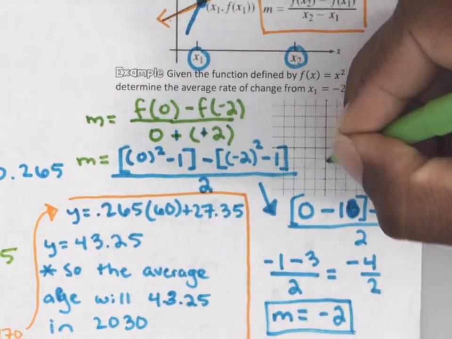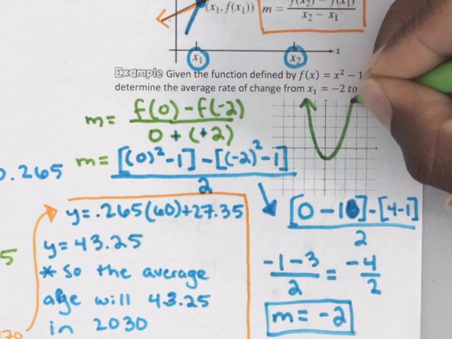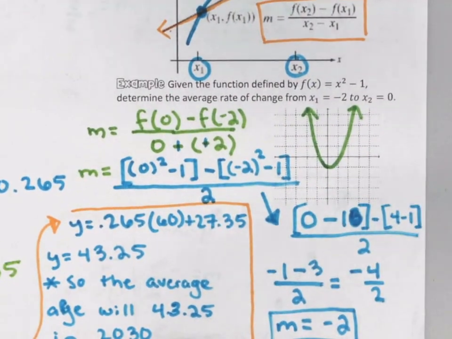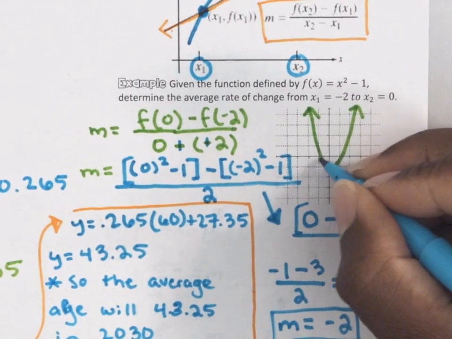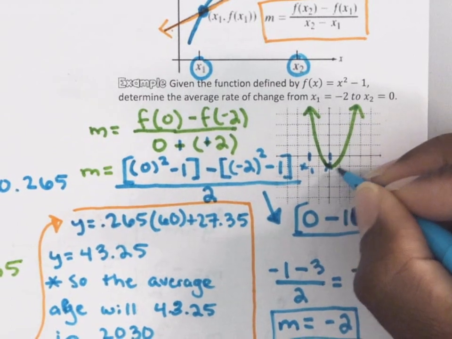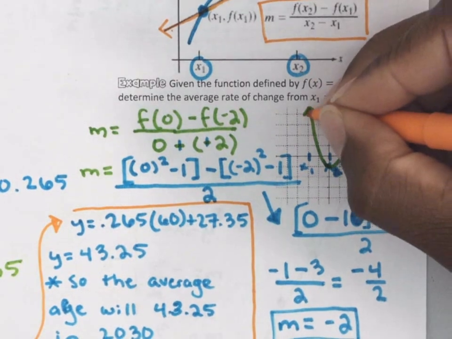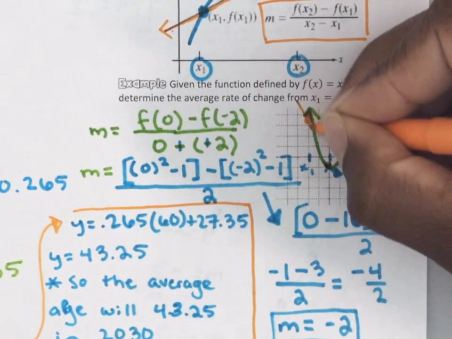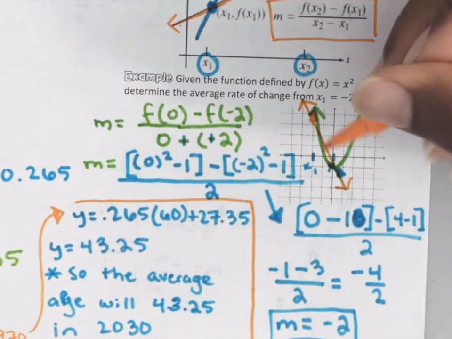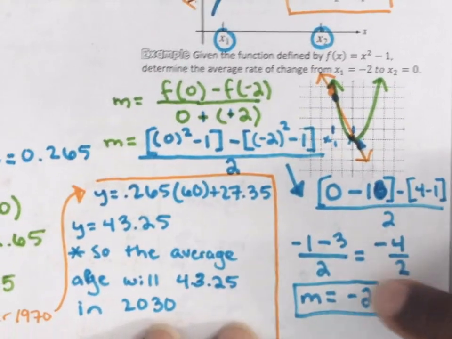Just so we see it for this specific one, this would be a little parabola. It's transformed by dropping 1. We'll do that eventually. And x1 was -2. x2 was 0. So we had these 2 points, and we just found that slope. It makes sense that it's negative because my slope is downhill between these 2 points. That's what we just found.